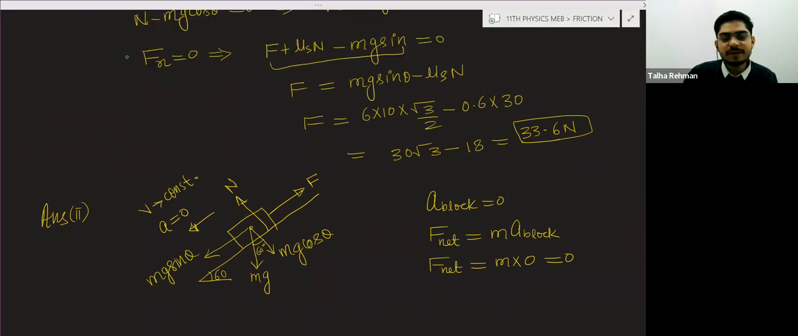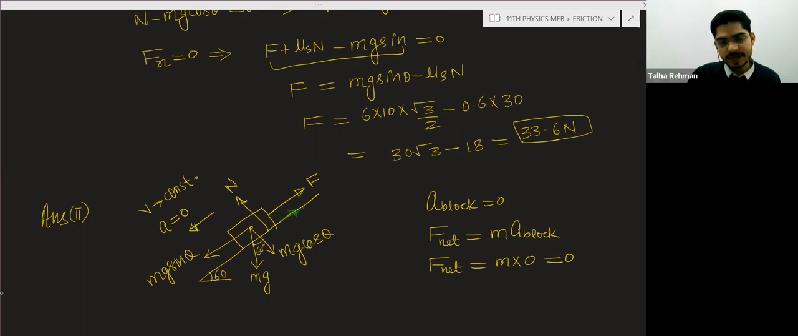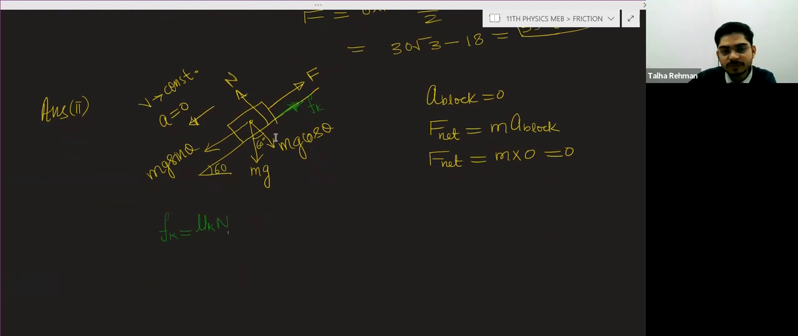So can you now tell me, this block is moving in this direction. What is the direction of the friction and what type of friction will be there? Static or kinetic? Kinetic. In this direction there will be a friction force, and that friction force will be the kinetic friction force, given by coefficient of kinetic friction into normal reaction. Now normal reaction is equal to mg cos theta.